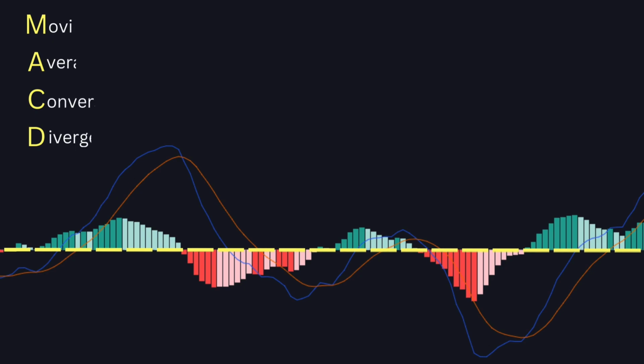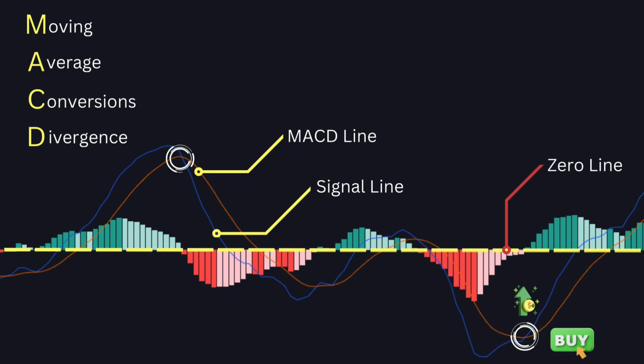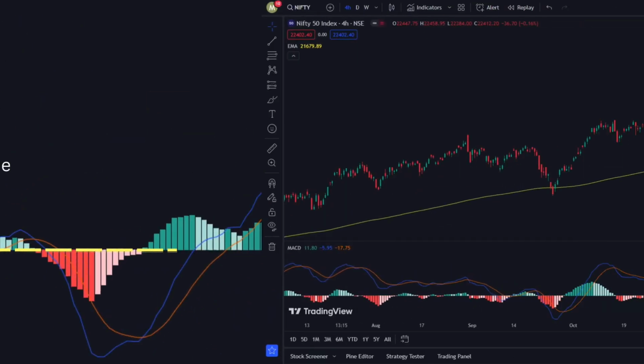MACD means Moving Average Convergence Divergence. In MACD, there are mainly two lines, the MACD line and the signal line. These two lines give us buy and sell signals through crossovers. So, when the MACD line crosses the signal line from below to above under the zero line, this is a bullish crossover, meaning it is a buy signal. And whenever the MACD line crosses the signal line from above to below over the zero line, then it is a bearish signal, which means it is a sell signal. If you have understood up to here, then we can proceed towards the strategy.